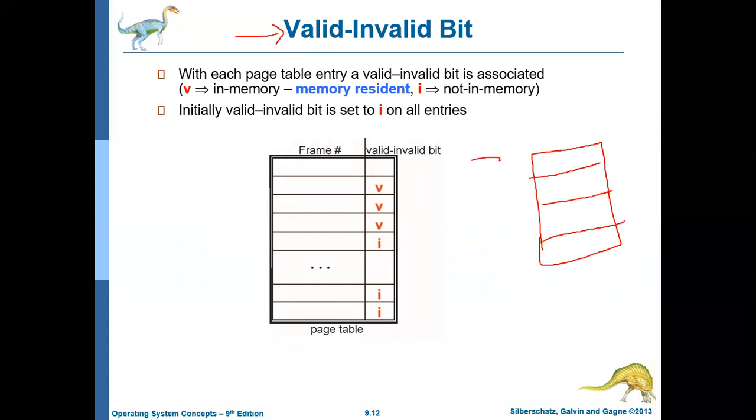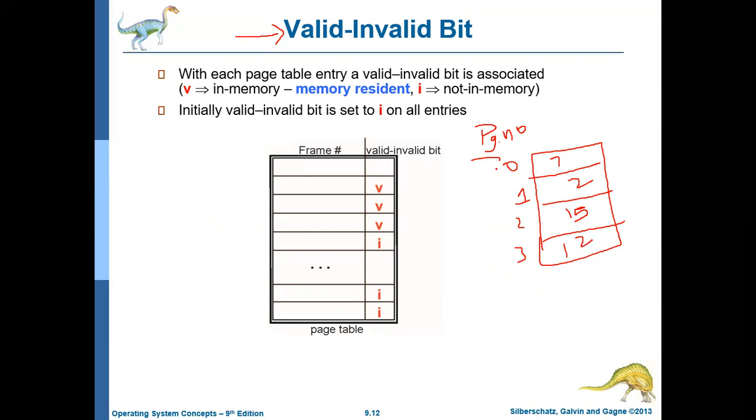The page table is indexed with respect to page number. If it is page number 0, it is available in which frame? 7th frame. Page 1, which frame? 2nd frame. Page 2? 15th frame. Page 3? 12th frame. This is a normal page table, and it contains entries like that.